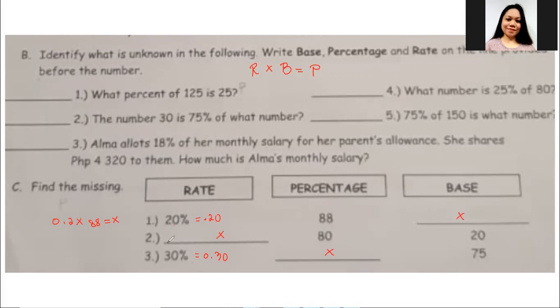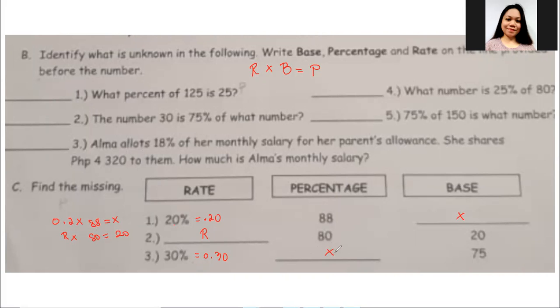Okay, so now number two, you have rate times base. So your rate is x. You don't know what that is, so probably x is not a good letter because we're using times. All right, I'm gonna call this one r. So r times 80 equals 20.